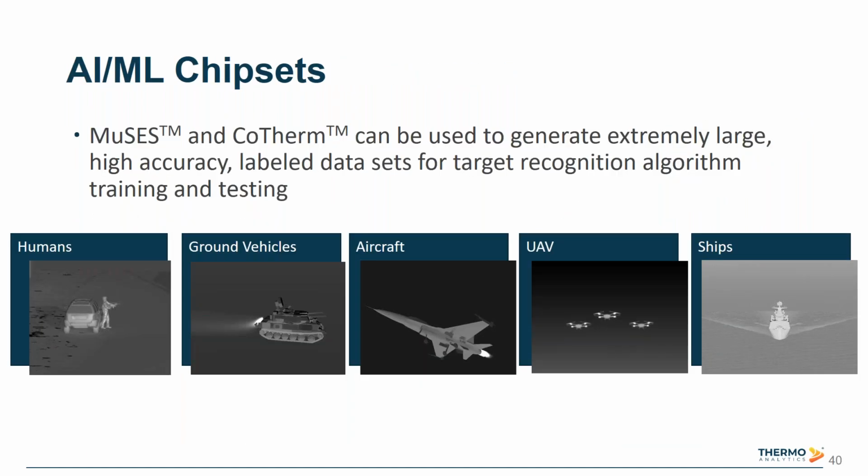So by combining MuSES and Cotherm, we're able to efficiently generate these large, accurate, and automatically labeled sets, which can be used for training and testing various AI/ML tools, such as those for target recognition. And obviously we can do many more than just maritime, including humans, ground vehicles, aircraft, and UAVs.